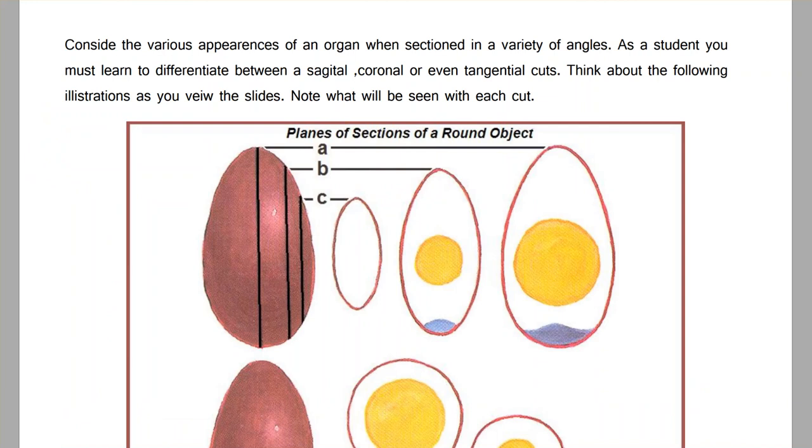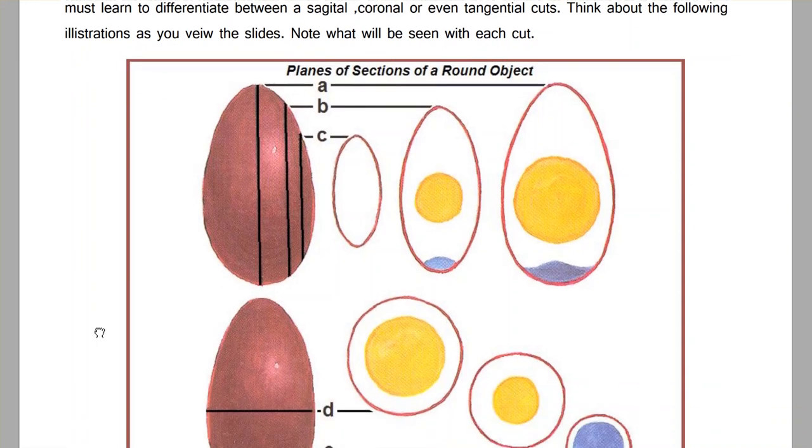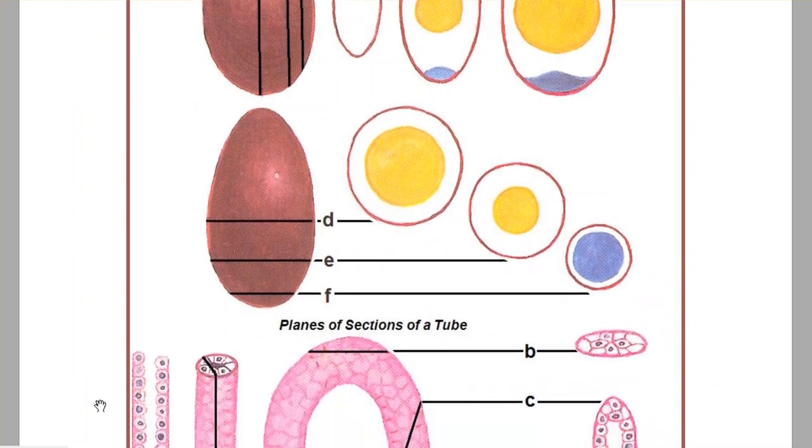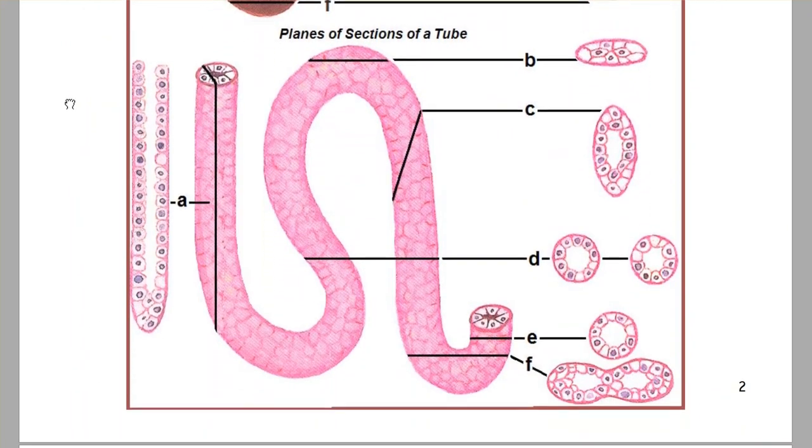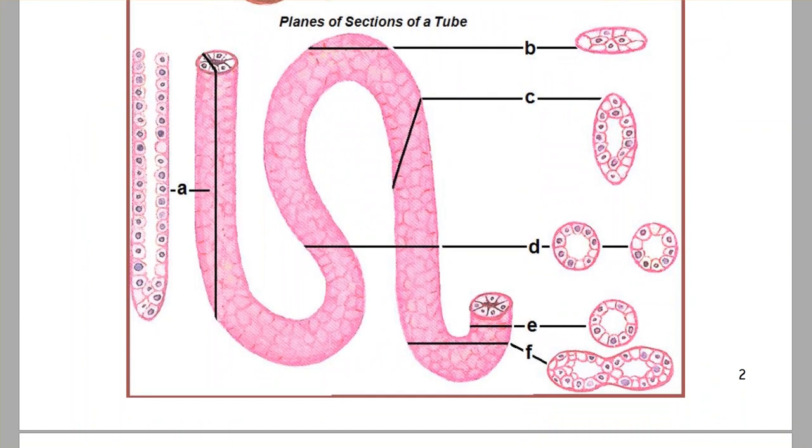Okay, just a word about planes. In the first lab you learned about the different body planes, like the sagittal plane that would cut me in half right to left, or the coronal plane that would cut me in half from front to back, or the transverse plane that would cut me in half like a magician cuts the lady in half in a box. So this page is just explaining to you what you see on a slide with these different planes.